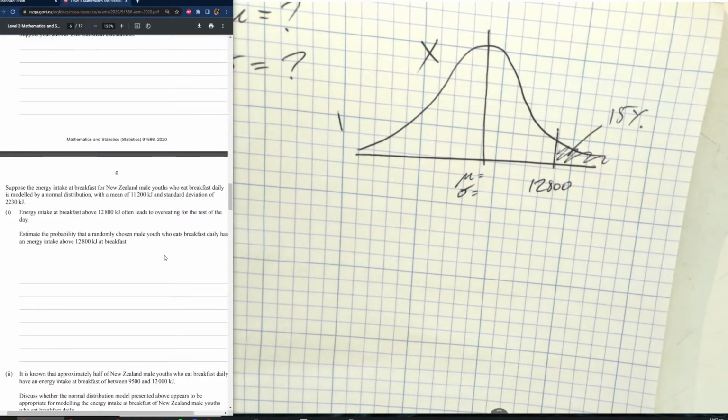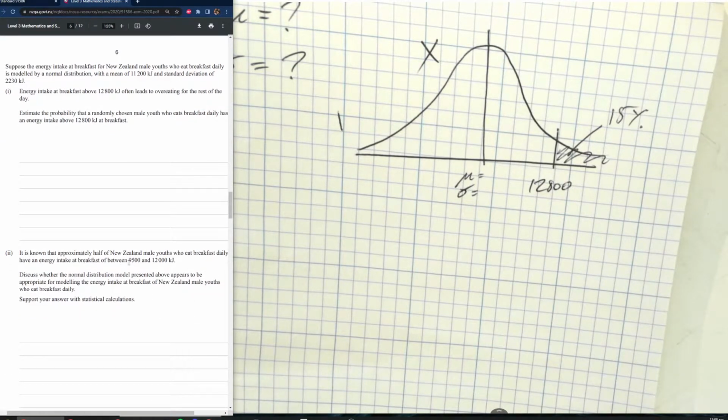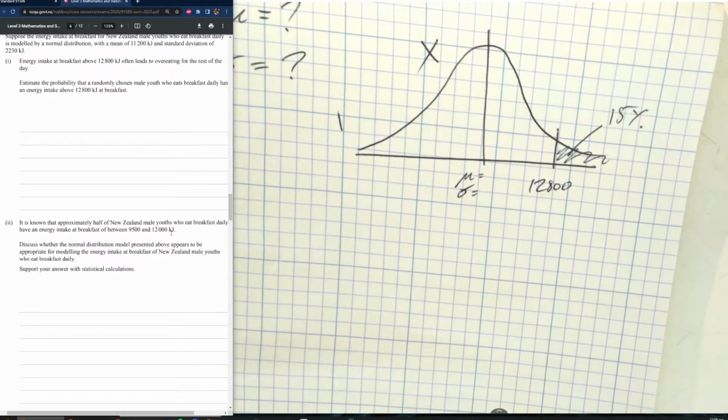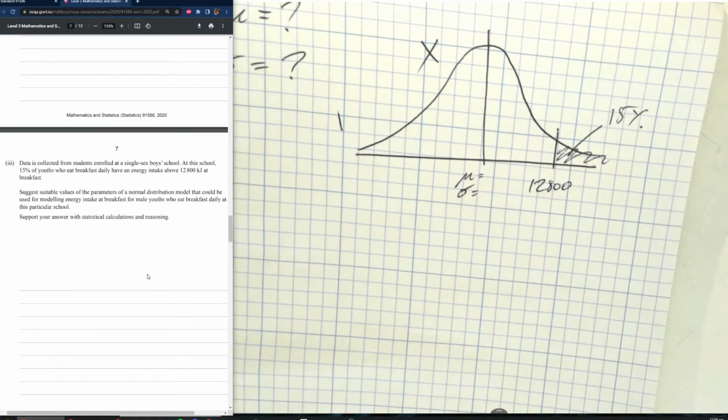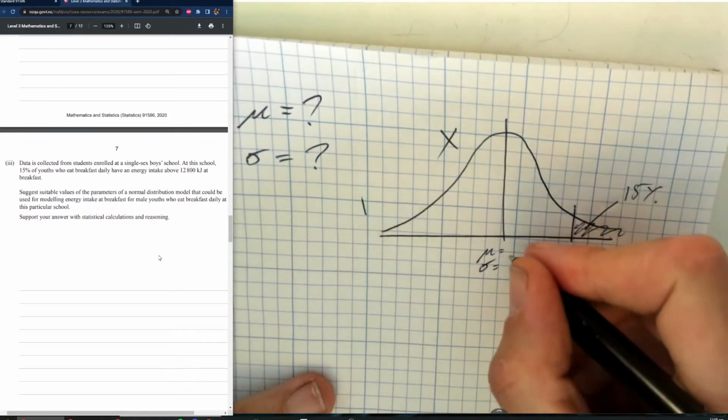What we're going to do, I use this fact? It is known that approximately half of New Zealanders eat breakfast daily, have an energy intake between these two. What I'm going to do is I'm just going to pick the middle number of these. Let's just pick a nice number. There's nothing for us to go on. So I'm just going to pick whatever number's easiest for me to do calculations on.